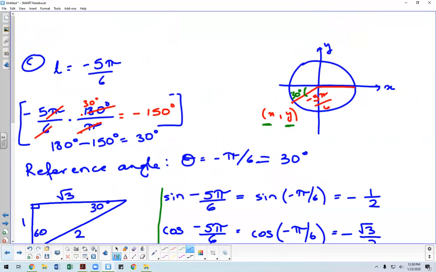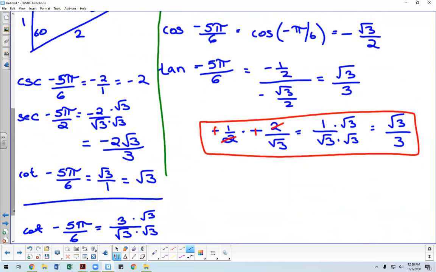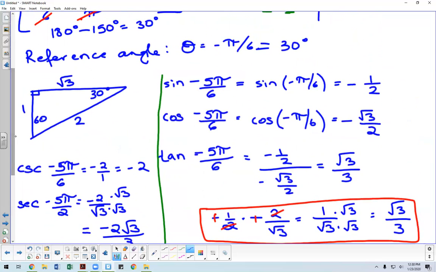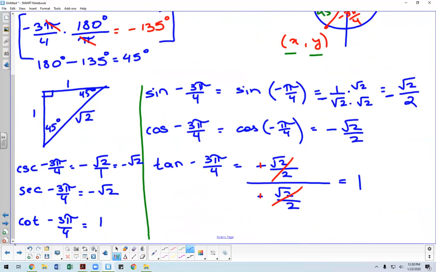I want to make sure I didn't miss any signs here. Start with negative, positive for this one. Okay, did you have any questions on part D? We're okay? Alrighty, guys.